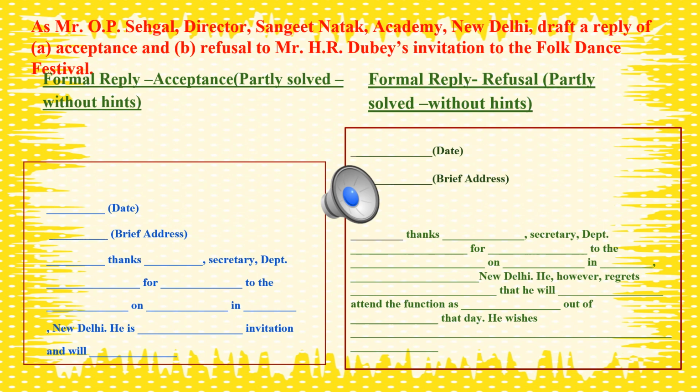Two examples, students, for you to attempt on your own. They are without hints. And therefore, as you read the replies, also keep filling in the words that you think should be added. As Mr. O.P. Sehgal, Director, Sangeet Natak Academy, New Delhi, draft a reply of acceptance and of refusal to Mr. H.R. Dubey's invitation to the Folk Dance Festival. You have to write a formal reply of acceptance and a formal reply of refusal. At the moment, you can do it in the presentation and later write it down in your notebooks.